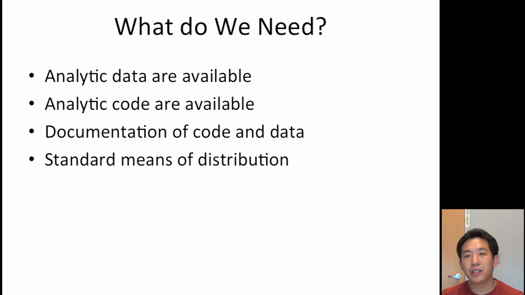The analytic code is also important. This may be the code that was applied to the analytic data and produced key results. So this may be regression modeling code. It may be other types of things. Documentation of that code and the data is very important, of course. And finally, some standard means of distribution, so it has to be easily accessible, all this data and this code.